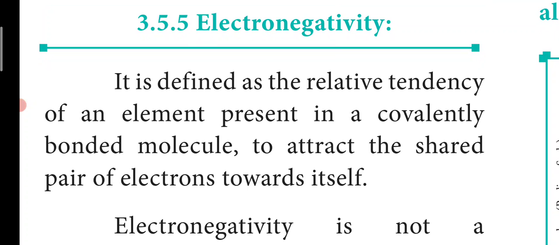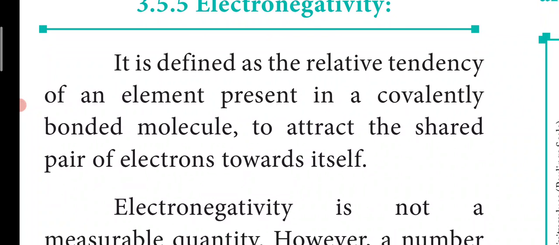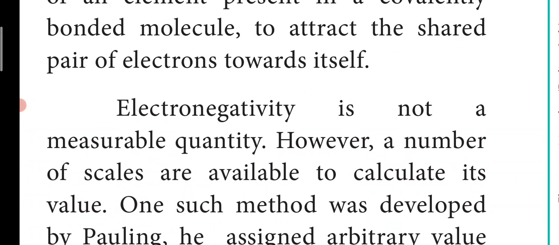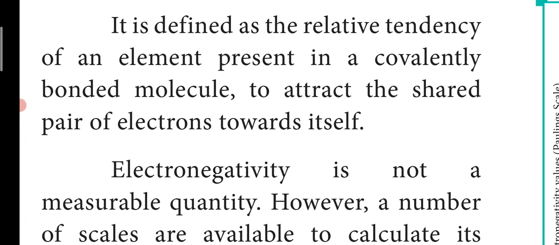So first we have is electronegativity. So already you would have studied in your 10th standard. What is electronegativity? It is defined as the relative tendency of an element present in a covalently bonded molecule to attract the shared pair of electrons towards itself. And electronegativity is not a measurable quantity.